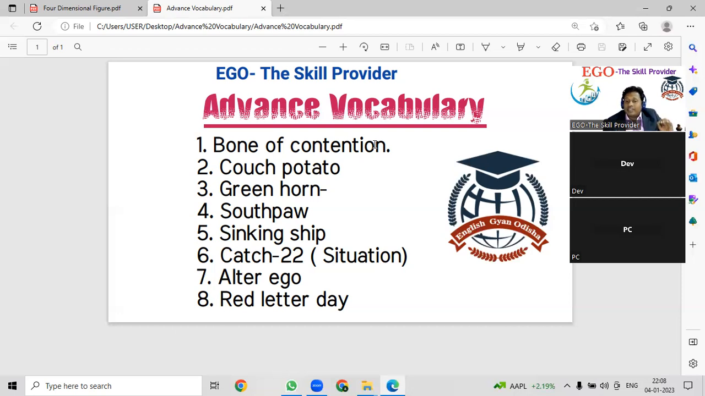So here the issue is Kashmir, and we can call that the main issue of disagreement between two parties, that is called bone of contention. You can say Kashmir is a bone of contention between India and Pakistan.